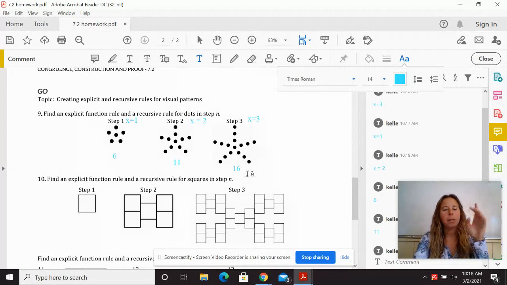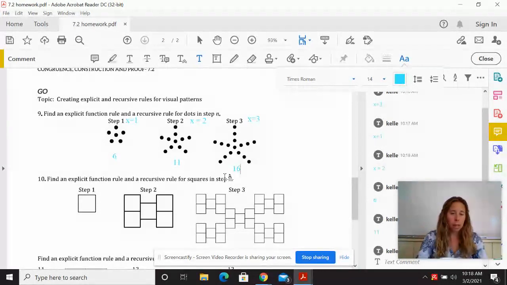Okay, so what's happening here? My x's, which are my steps, are just increasing by 1, so we're not going to worry about that. What's happening here? I'm going from 6 to 11 to 16. Am I adding the same amount? Am I multiplying by the same number? Well, it's getting bigger, so I'm either multiplying or I'm dividing. I'm getting more dots. So am I multiplying or am I adding?